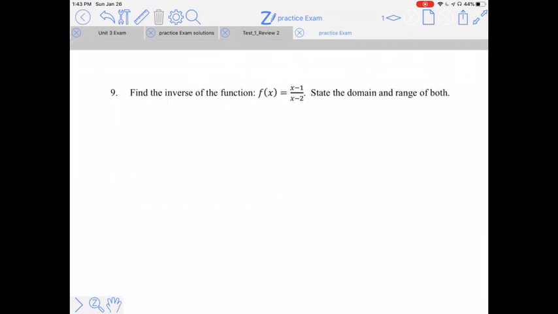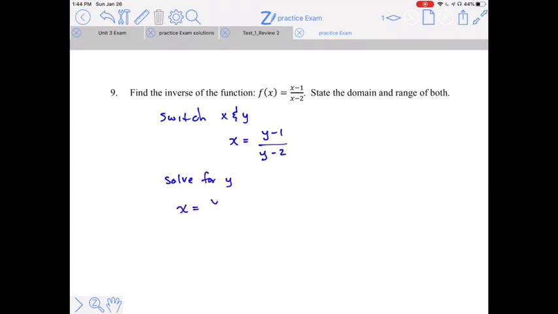So the things to remember about finding the inverse of a function, first thing is to switch the place of x and y, remembering that f of x is really just y. So if we switch the places of x and y, we have x equals y minus 1 divided by y minus 2. The second thing we do is to solve for y.